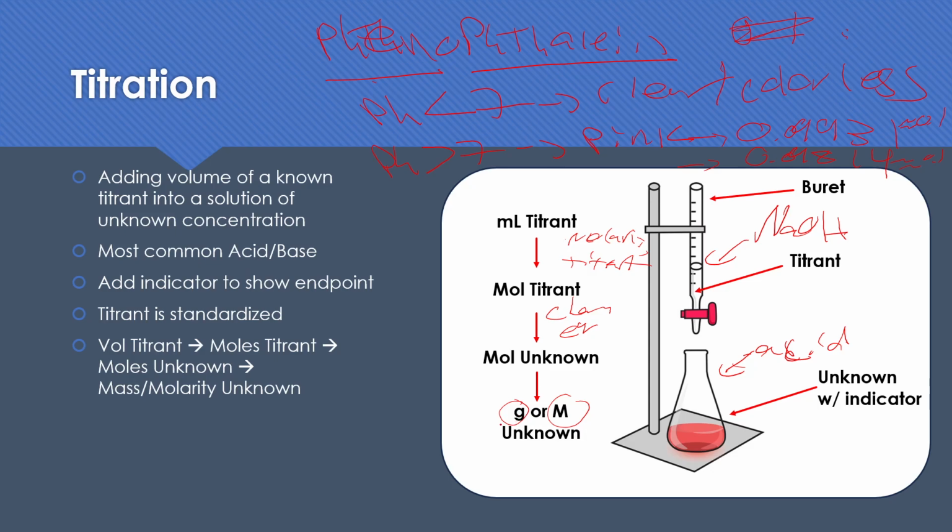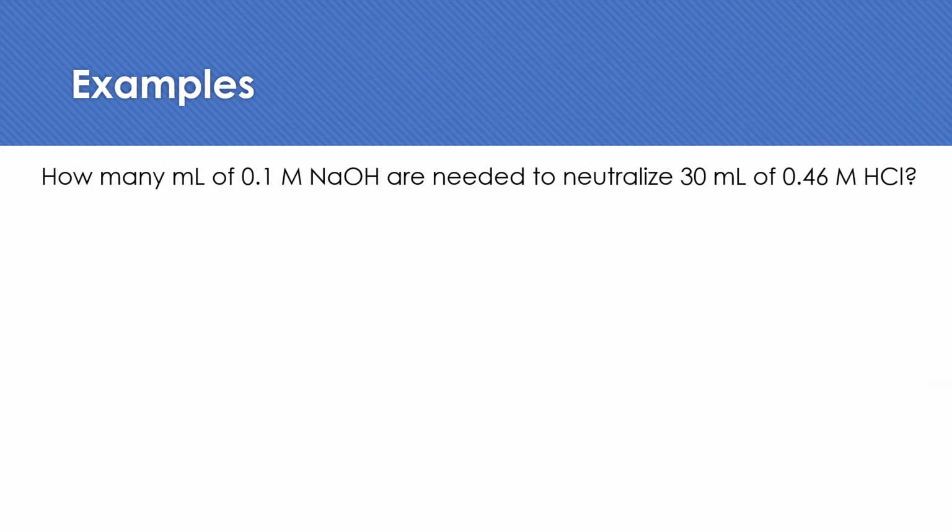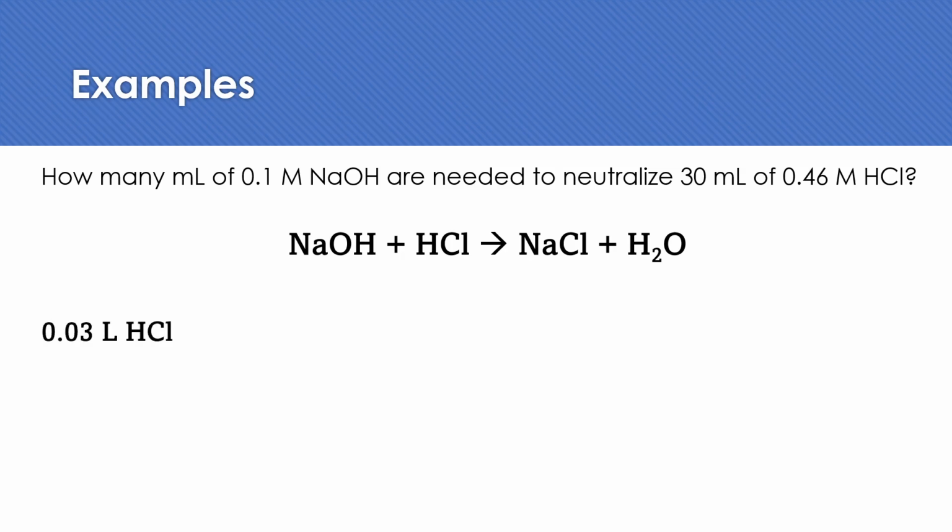So let's look at a couple examples. How many milliliters of 0.1 molar sodium hydroxide are needed to neutralize 30 milliliters of 0.46 molar hydrochloric acid? Well, here's our balanced chemical equation. We say, okay, I've got 0.03 liters of hydrochloric acid.